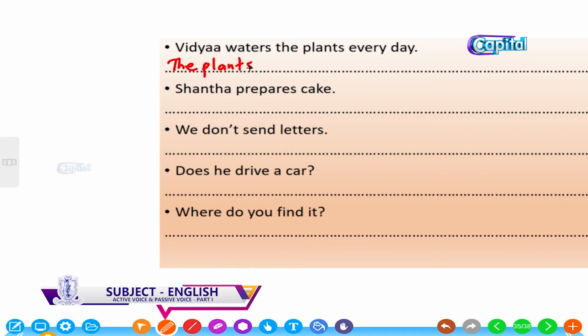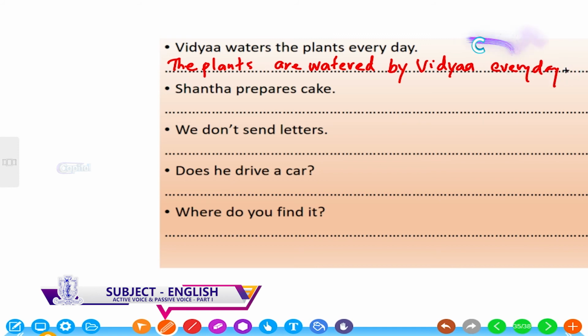Plural at the same time in simple present tense. So, the be verb is are. The plants are the past participle of the main verb. It is a regular verb, watered by Vidya. Adverb of time, every day.